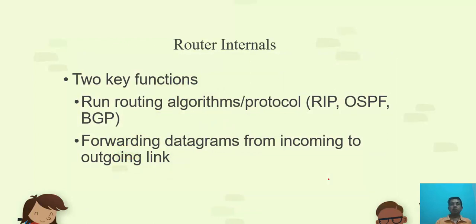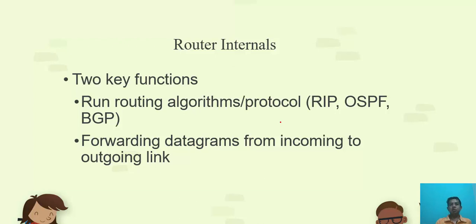One is running a routing algorithm to find a suitable route for the packets or datagrams. Some of the popular routing protocols are RIP, OSPF, and BGP. These routing protocols are based on well-known algorithms like Dijkstra's or Bellman-Ford. This we'll discuss in the routing section.